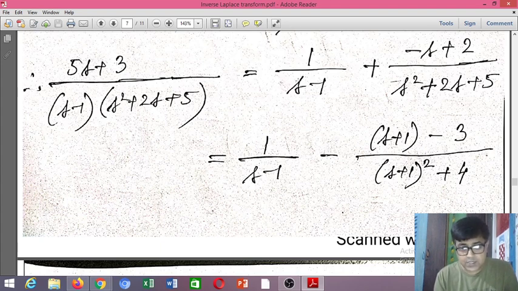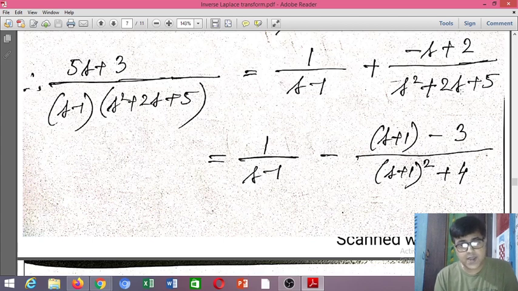It is 1 by s minus a form, but this is not. So how do we do it? Very simple. We just first look at the denominator. You see s square plus twice s, which means you have to take the square of s plus 1. If you take s plus 1 whole square, you get the first two terms, s square plus twice s. You don't worry about the constant term.